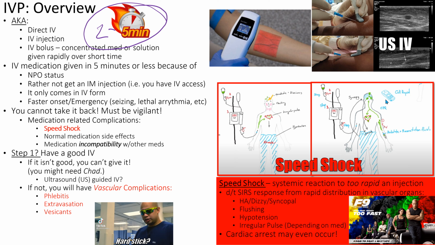What if you give it in 10 seconds, like every nurse you've seen give an IV push for the last year? Well, then they're at risk for speed shock, right? Speed shock is where you have a surge response. We talked about surge response before. It's a systemic inflammatory response. It's an insult to the body, and it's like, what the heck is this? The inflammatory cascade gets activated, and it's a body-wide response.